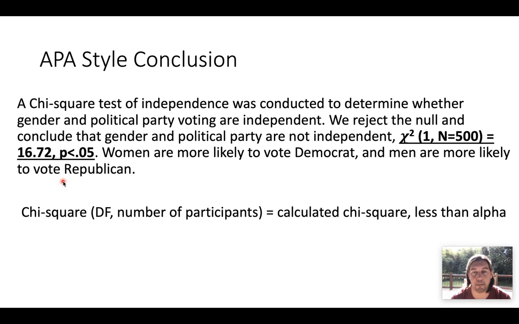hypothesis. Chi-square, 1 degree of freedom, N equals total number of participants equals calculated chi-square 16.72. The probability, the P of this result was less than alpha, 0.05. So the probability of the result is lower than alpha when you are statistically significant. Because remember, we are convinced by improbable, unlikely occurrences. And so we set our hurdle and we were unlikely, right? We cleared the hurdle. It is extreme enough to convince us.